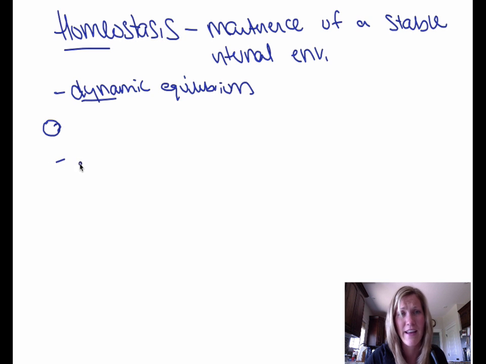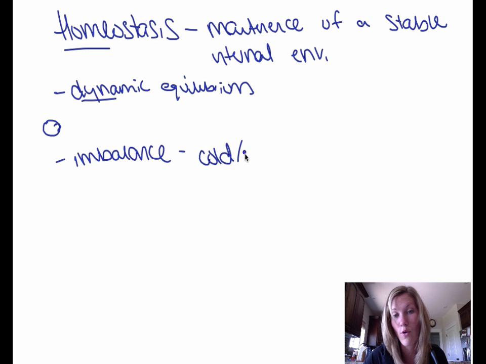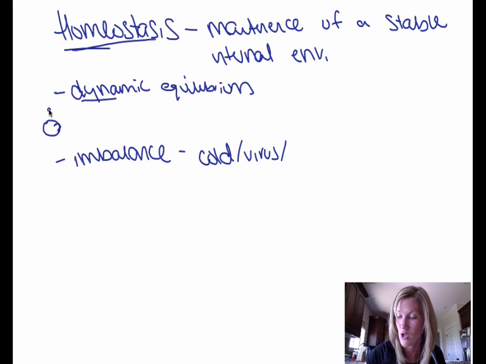Any type of interruption to homeostasis, or an imbalance, is going to cause a reaction, hopefully, from your body, which can be in the form of maybe you get a cold or a virus or a disease of some sort. Hopefully your body is going to go through a couple of steps to try to re-establish homeostasis. So let's go through each of those steps now.